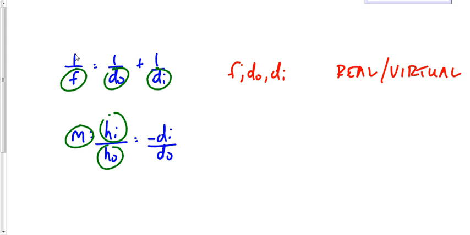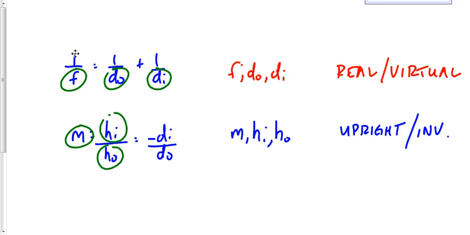Now, what about m, hi, and ho? M, hi, and ho are not based on whether they're real or virtual, but rather on whether they're upright or inverted. We get an upright image whenever it's virtual. So in other words, 6 times out of 10, we have an upright image, and hi and therefore m would be a positive value.